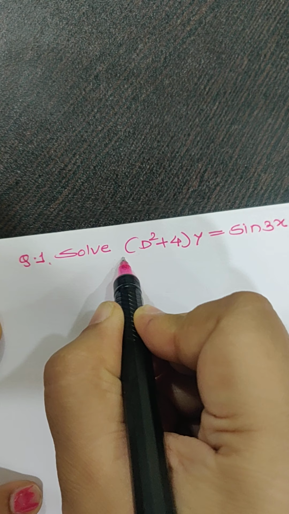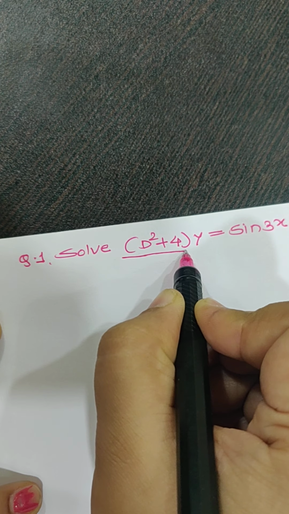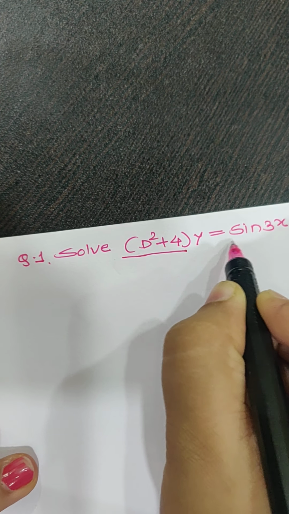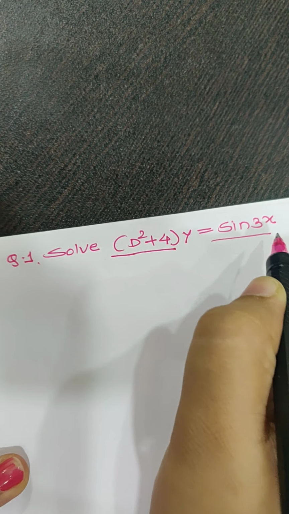Dear friends, as we have started with linear differential equation with constant coefficient, now we will try to solve this equation. Suppose this is the given equation, (D square plus 4) y is equal to sin 3x. So we have to find out the solution for this differential equation. The solution of any differential equation is y equal to complementary function plus particular integral.